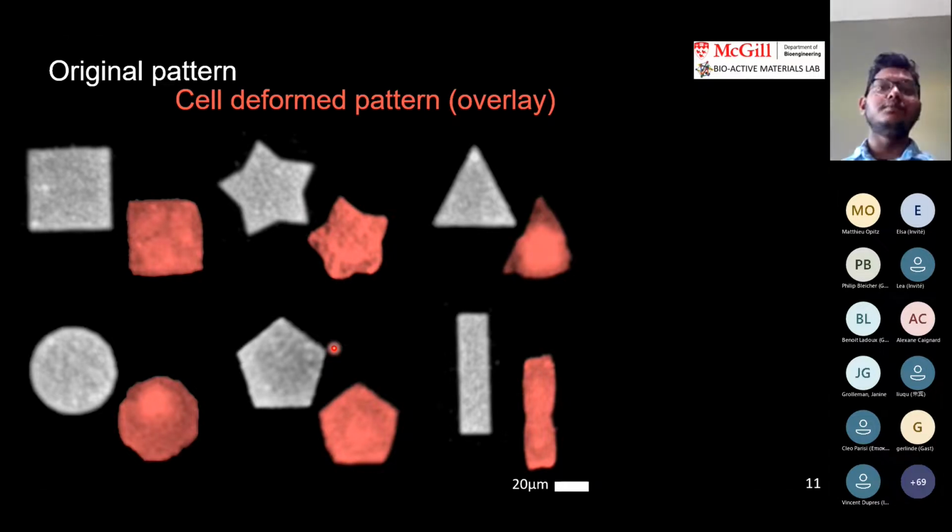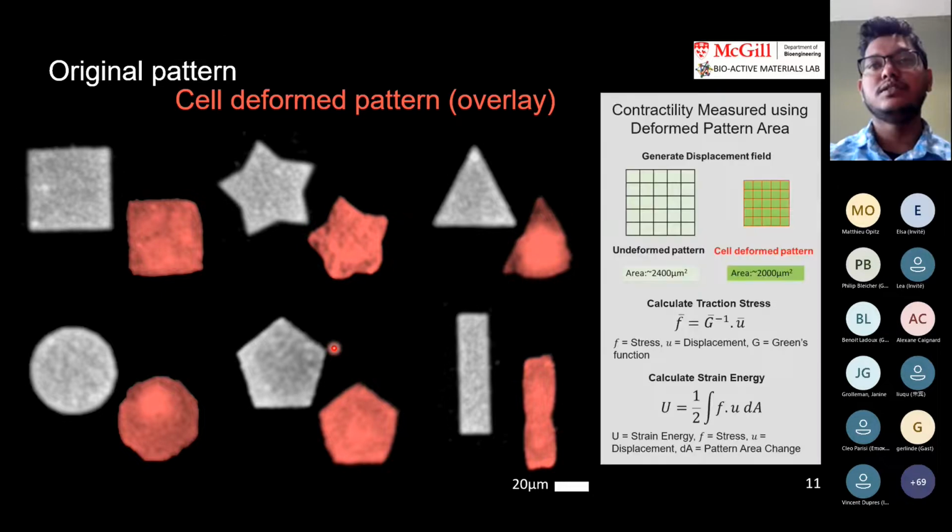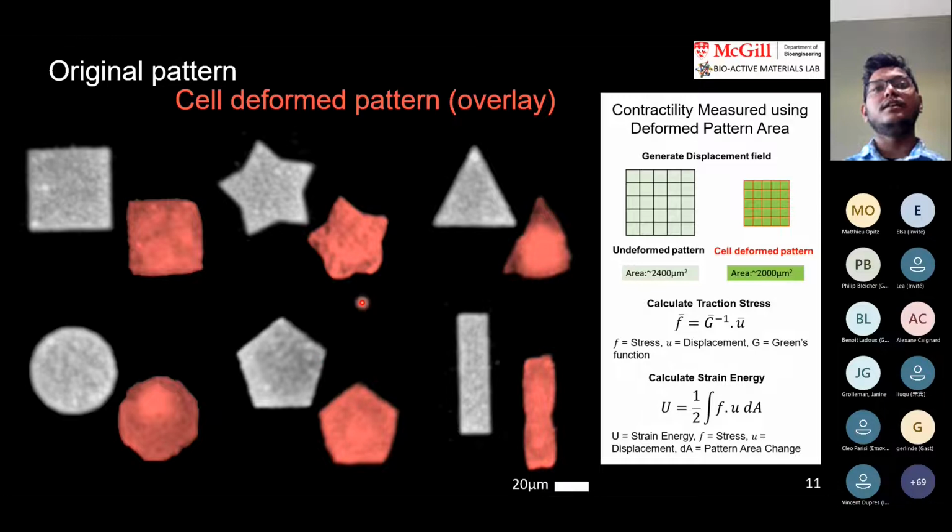This is what really motivated us to calculate the contractility of the cells from these pattern deformations. In short, we use this deformed pattern area, and we know the material properties, and that's how we calculate the strain energy, which is the energy applied by the cells to deform the underlying pattern.